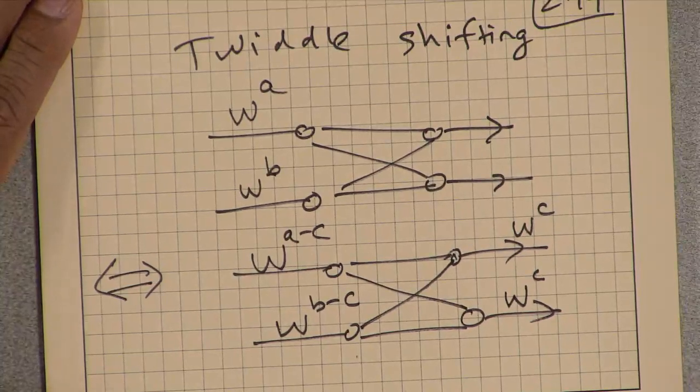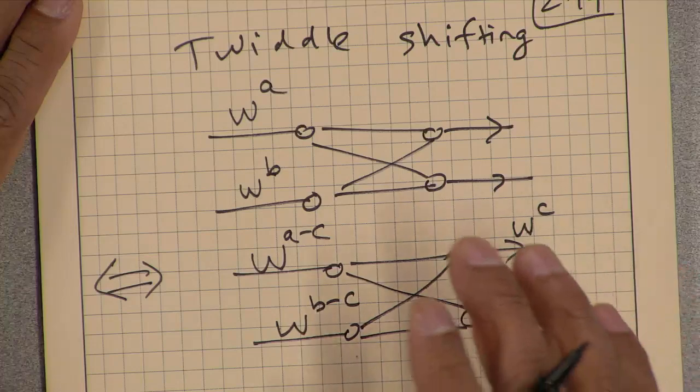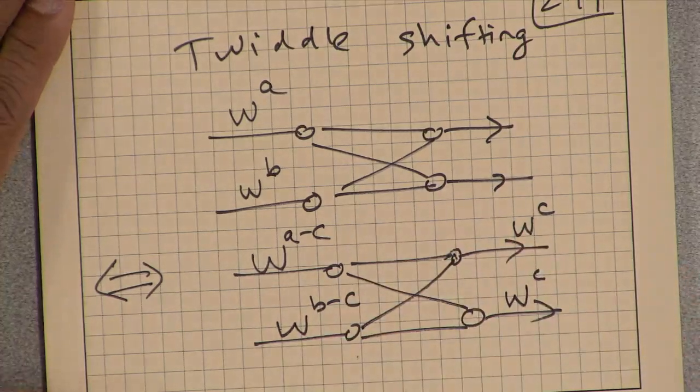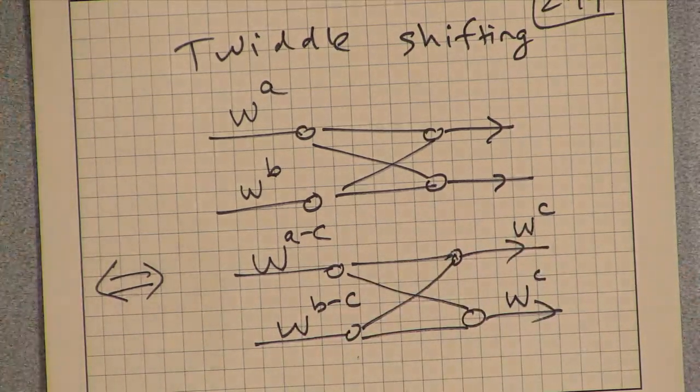But in the homework, you can see that by applying the twiddle shifting, we can also describe the equivalence between DIT and DIF FFTs simply by using the twiddle shifting properties. So that's part of the next homework. So I will stop here today.